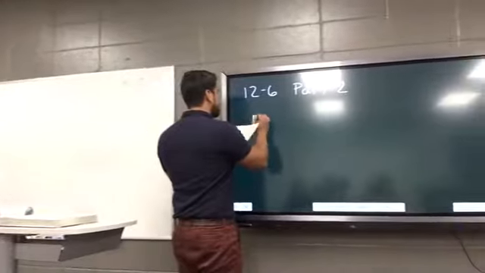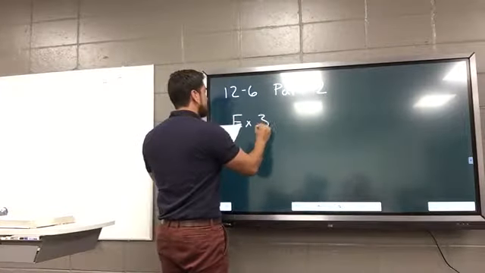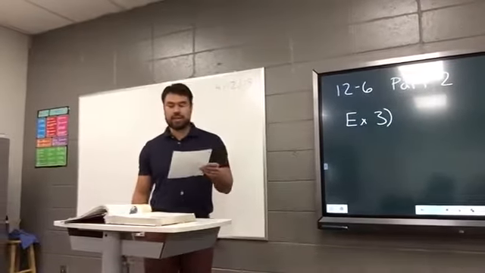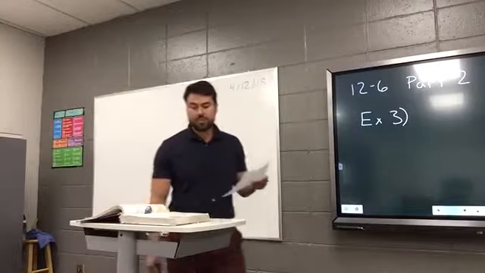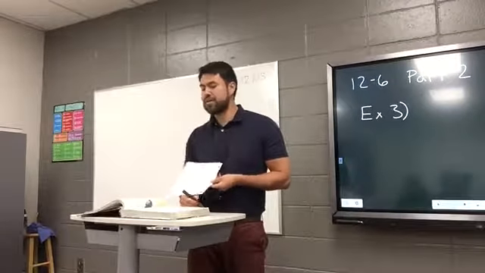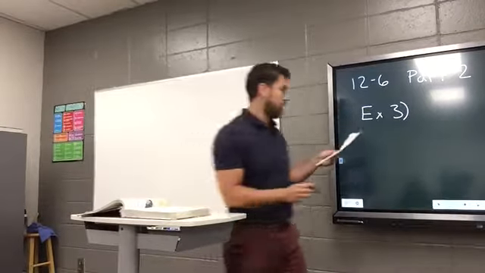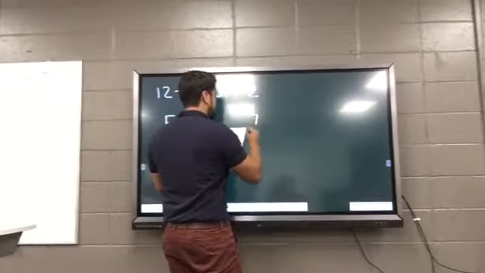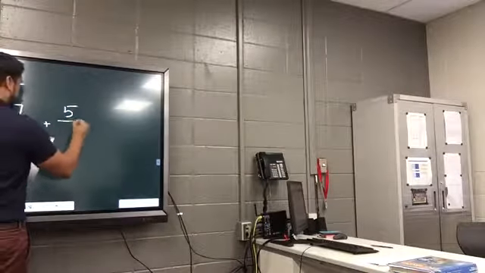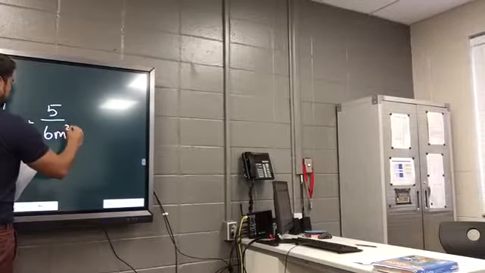Okay, let's look at example 3, and this is going to help us to know why I even spent so much time talking about LCM. Example number 3 says find 7 over 3m plus 5 over 6m squared.